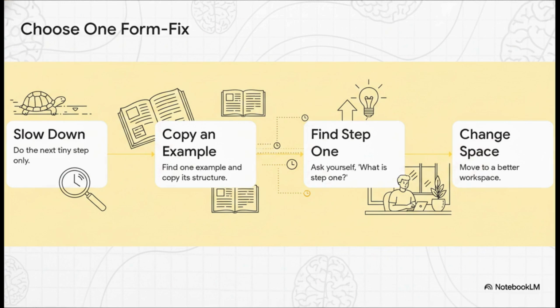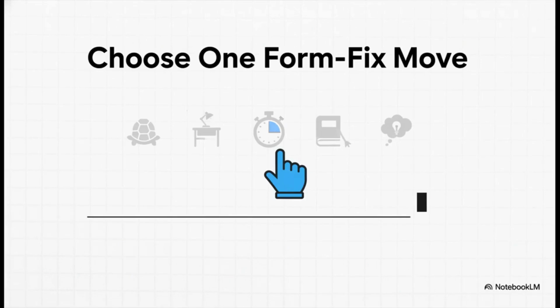The goal here is not to fix everything at once. Just pick one small, realistic change. This could be a tiny action like slow down and just do the next small step, or it could be about changing your environment like moving to a better workspace. The goal is just to choose one move that actually feels doable for you and then write it down. Take a moment to pause here while you choose your move and finish that section.